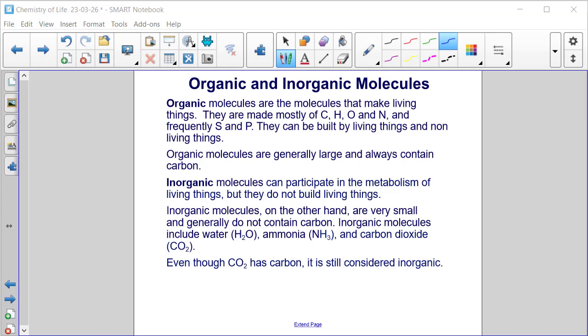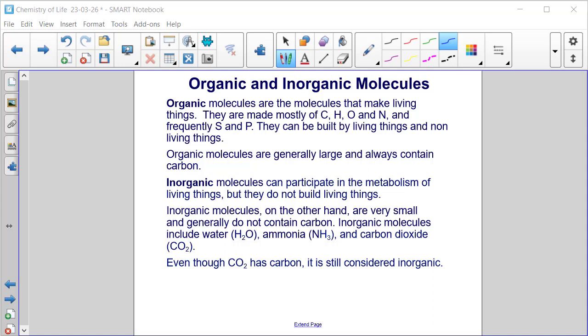Organic and inorganic molecules. Organic molecules are the molecules that make living things. They are made mostly of carbon, hydrogen, oxygen, and nitrogen, and frequently sulfur and phosphorus. They can be built by living things and non-living things. Organic molecules are generally large and always contain carbon.